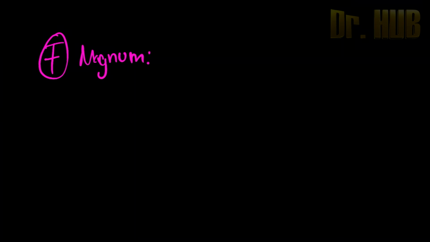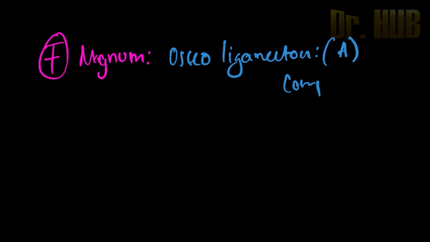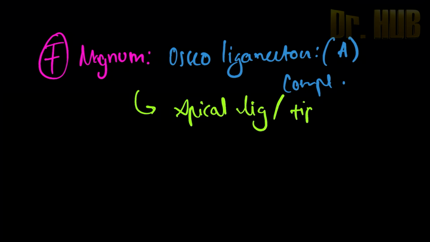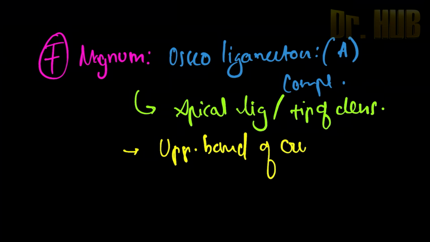So in the foramen magnum, there is the osteoligamentous, that is the anterior compartment. This will include the apical ligament and the tip of dens. Next, it also includes the upper band of the cruciate ligament. Then comes the membrana tectoria.